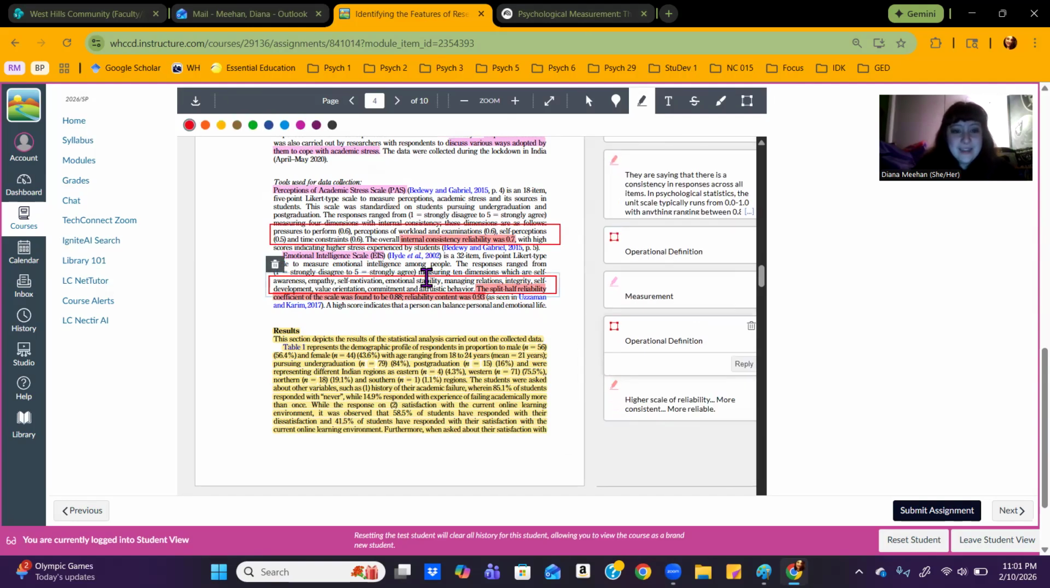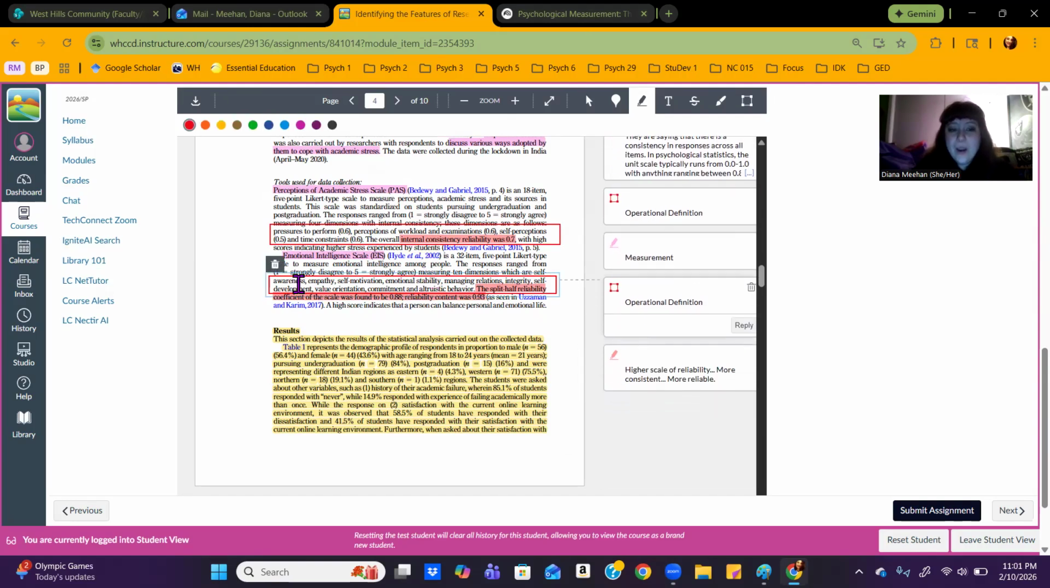Same with emotional intelligence. They're highlighting awareness, empathy, self-motivation, emotional stability, managing relations. This kind of stuff can be used in the operational definition as well, because this is what they're using to measure that construct, right?